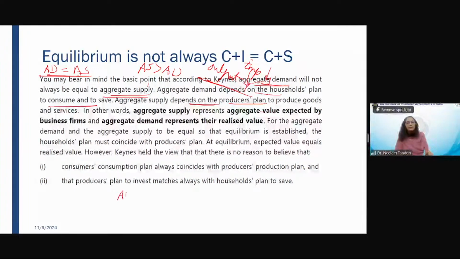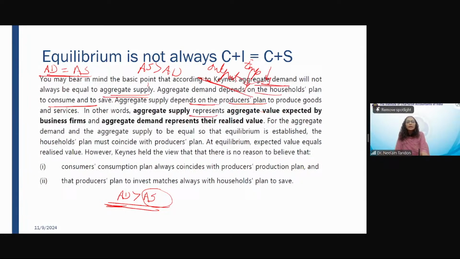अगर एग्रीगेट डिमांड ज्यादा है एग्रीगेट सप्लाई से तो क्या होगा? तो इन्वेंट्रीज कम हो जाएंगी, प्रोडक्शन बढ़ जाएगा, एम्प्लॉयमेंट बढ़ जाएगी, इनकम बढ़ जाएगी और ये सरप्लस कंज्यूम हो जाएगा. ओके, सो दिस इज हाउ.